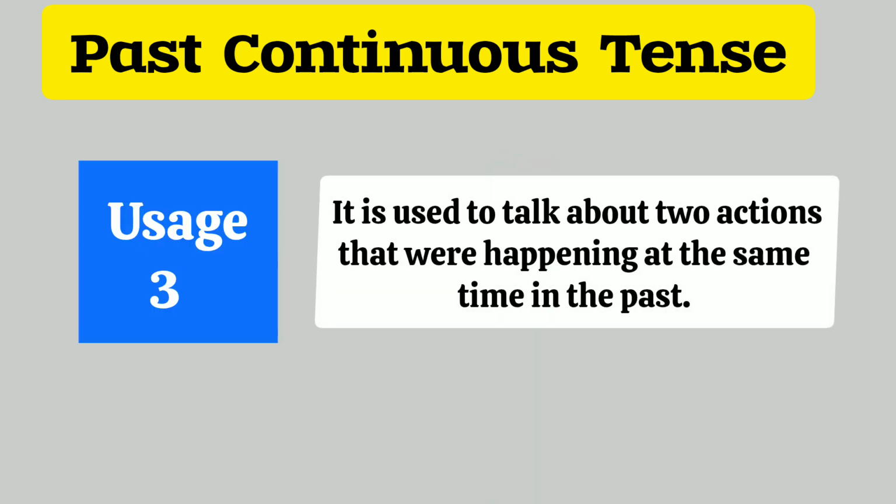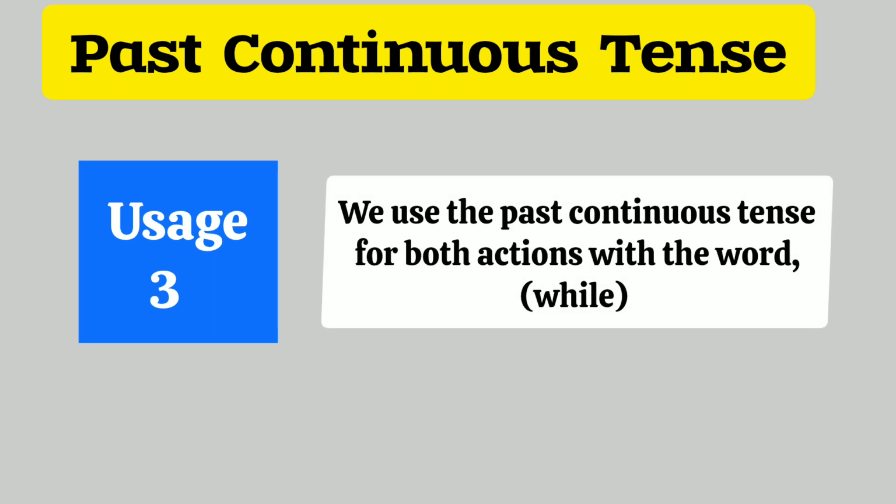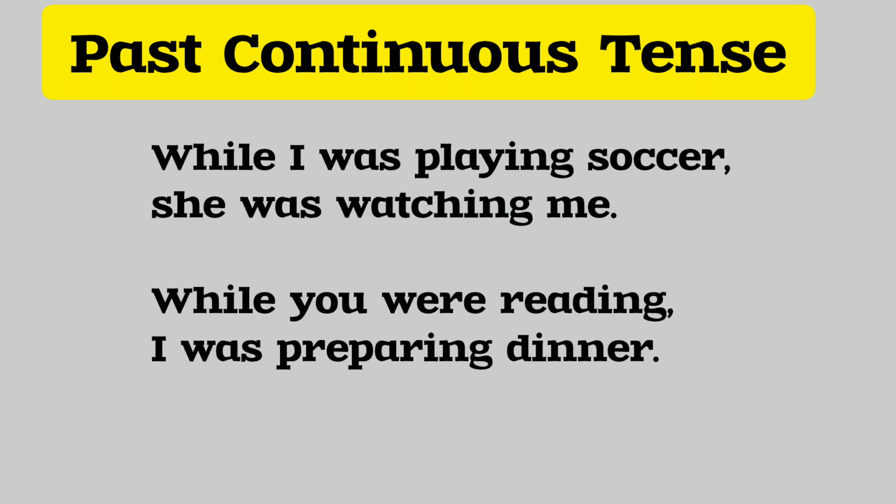Now, let us move on. Another usage for the past continuous tense is to talk about two actions that were happening at the same time in the past tense. We can use the past continuous tense for both the action with the word while. Let us have a look at this example. While I was playing soccer, she was watching me. You will notice that both sentences are in the past continuous tense. I was playing soccer and she was watching me.